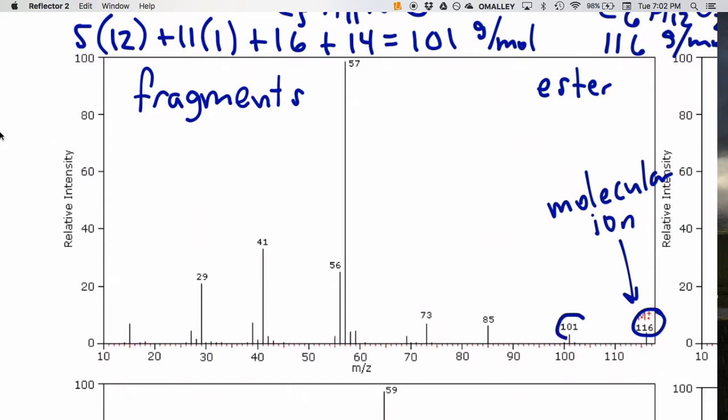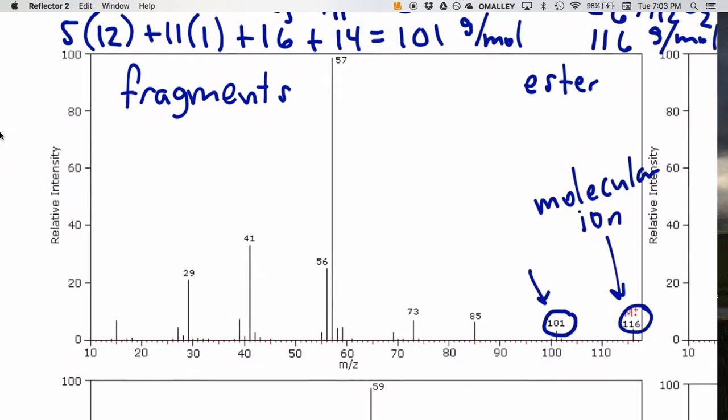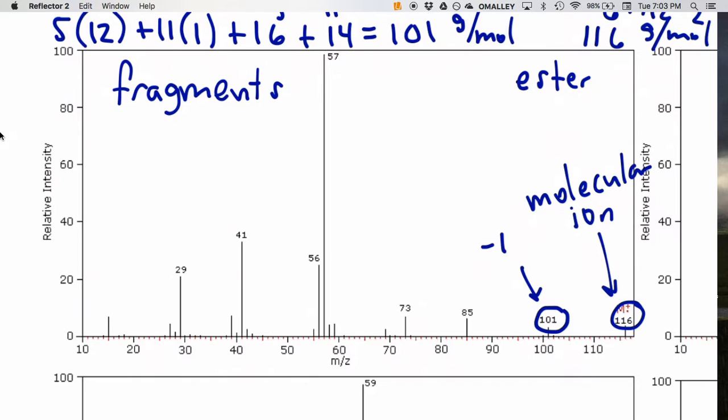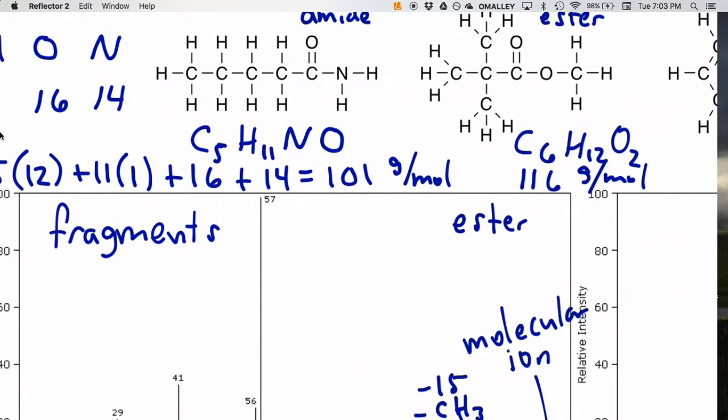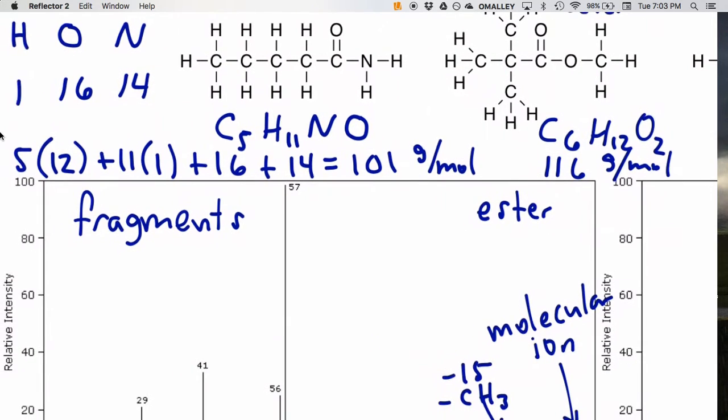For example, this 101 right there would be the original molecular ion minus 15. If I just do a little arithmetic, 116 minus 15 gives me 101. And a minus 15 could be the loss of 1 carbon and 3 hydrogens, or minus CH3. And if I look back at the structure, that's not unreasonable for me to lose a CH3 group just by breaking a carbon-carbon bond, and that could happen.